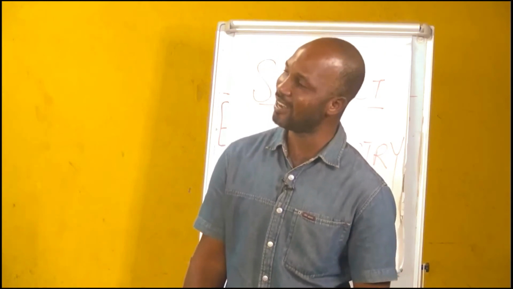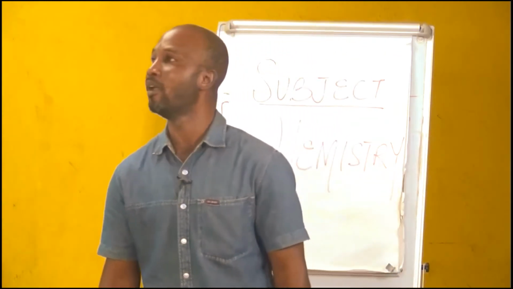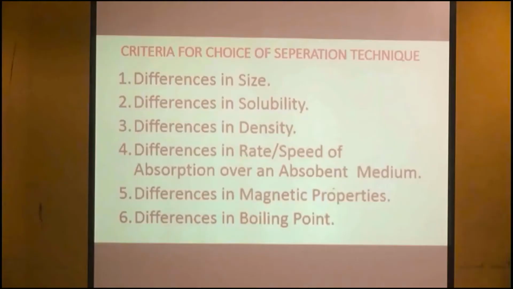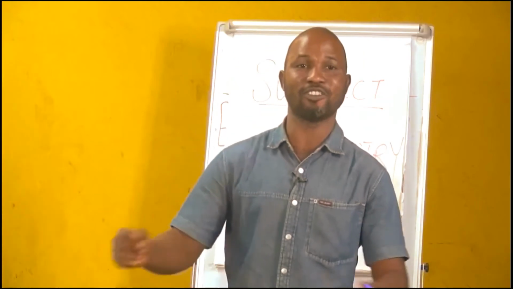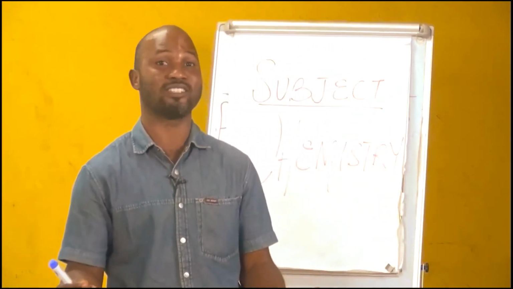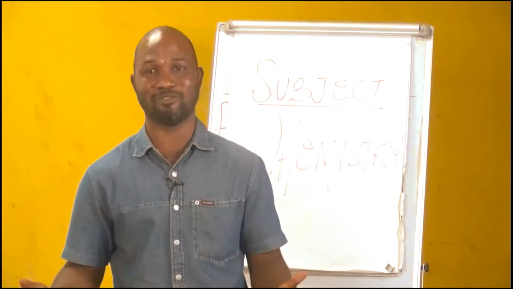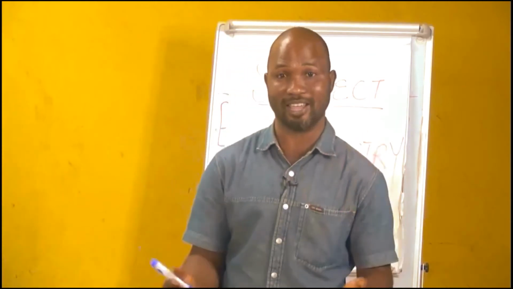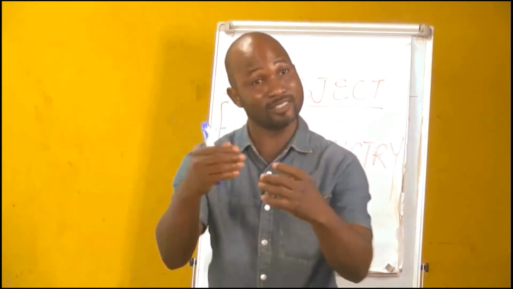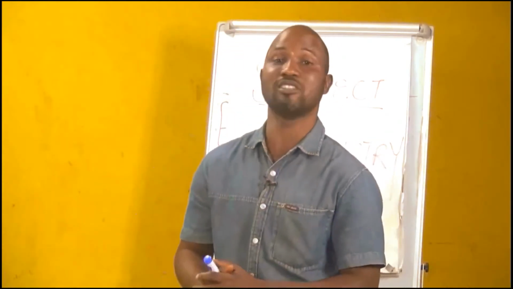My student learners, viewers, and listeners at home, we have criteria for choice of a separation technique. One of them is difference in sizes. Now, if a fisherman wants to go and catch big fish in the river, he will not go with a small net because obviously he will not catch a big fish. He will go with a big net such that the small fish can pass through the net. He can trap his desired component, which is the big fish.